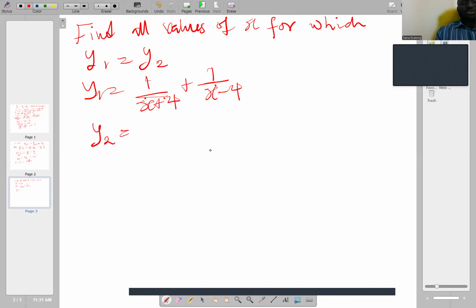So if we substitute x is equal to 11, this gives us 1 divided by 11 plus 4, which is 15, plus 1 divided by 11 minus 4, which is 7. And so you can find the LCM for this, which will be the least multiple for which both 15 and 7 can divide. So let's see, what would that number be?